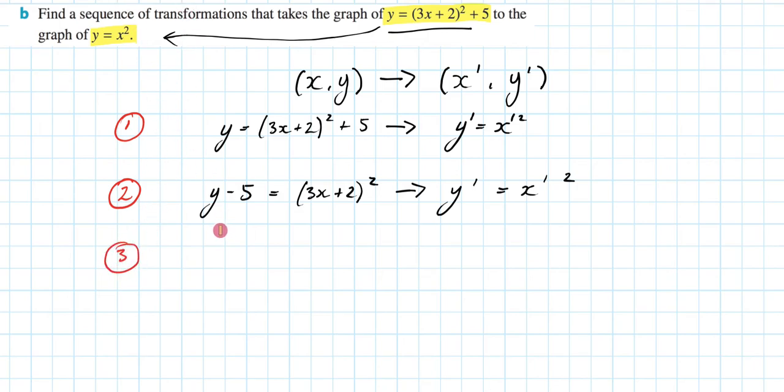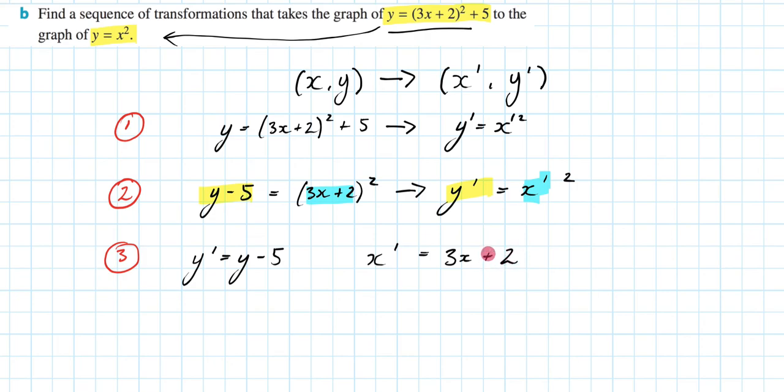And in my third step, I'm going to let this equal this, and I'm going to have this equal this. So y minus 5 is going to equal y dash, and 3x plus 2 is going to equal x dash. So I get my pen, and I write y dash equals y minus 5, and x dash equals 3x plus 2.